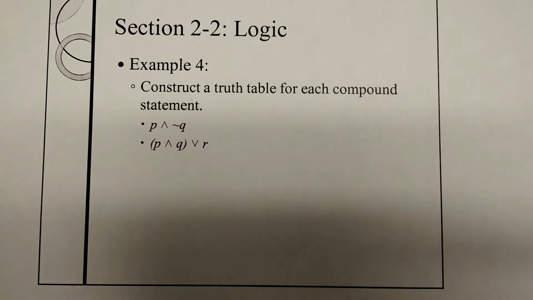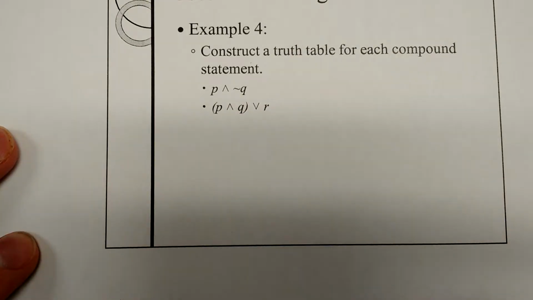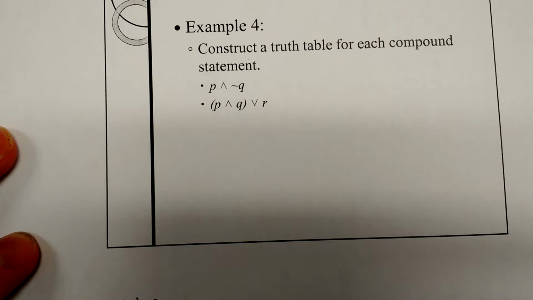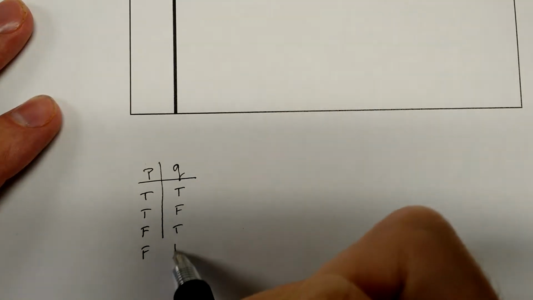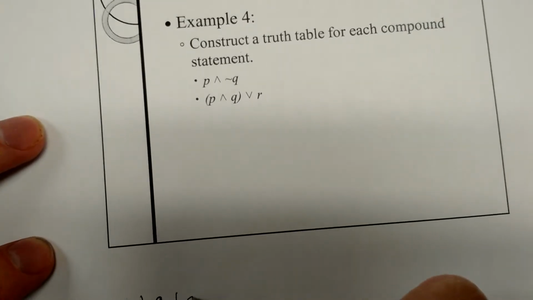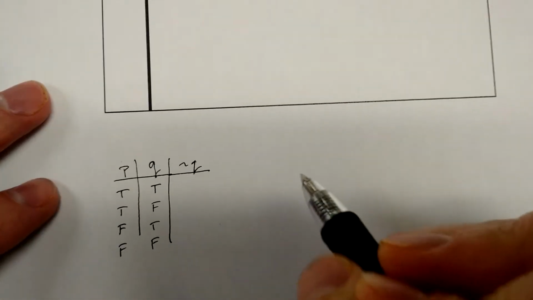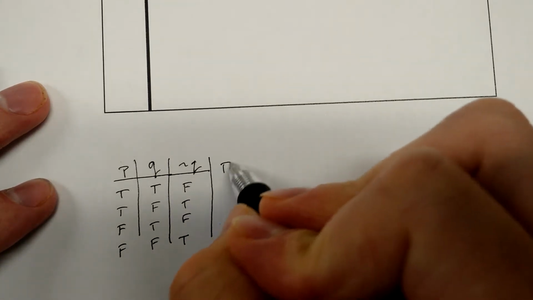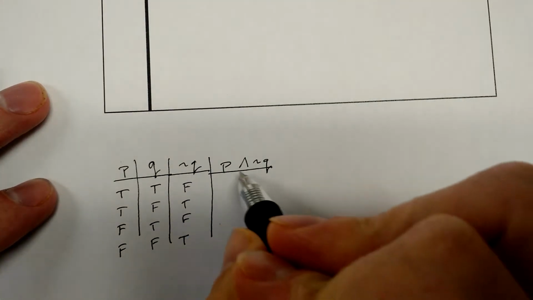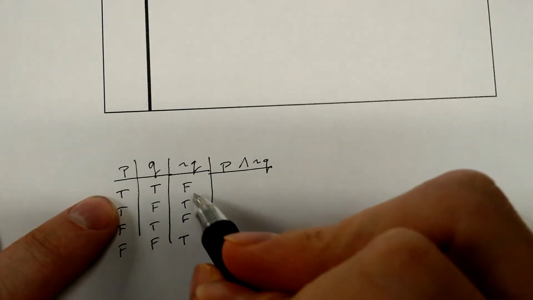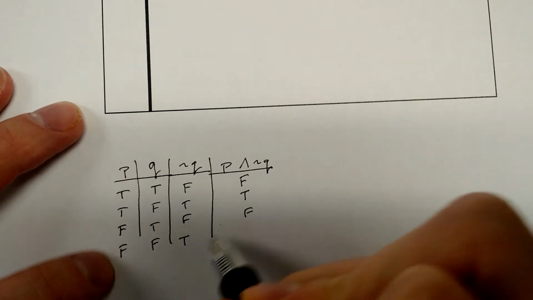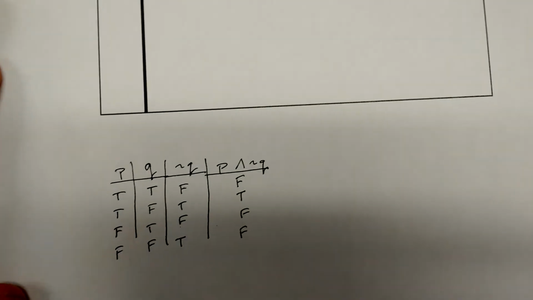Okay, the last one: construct a truth table for each compound, P and not Q, and then P and Q or R. You always start with the same pattern. So there's P and Q. Up above, I need to do not Q, so I'll add a column for not Q. Not Q is going to be the opposite of Q, so it's going to be false, true, false, true. Then I can do the final thing, P and not Q. And is true if both parts are true. So P is true, Q is false, false. True and true, true. False and false, false. False and true, false. So that'll be a truth table for that one.